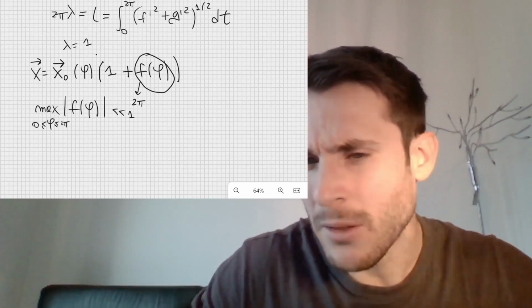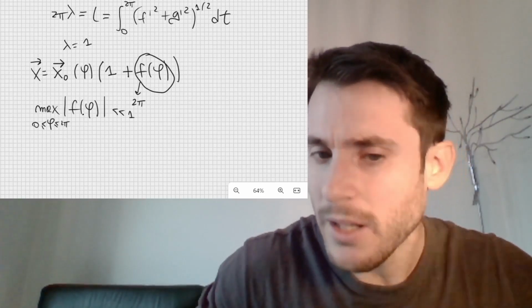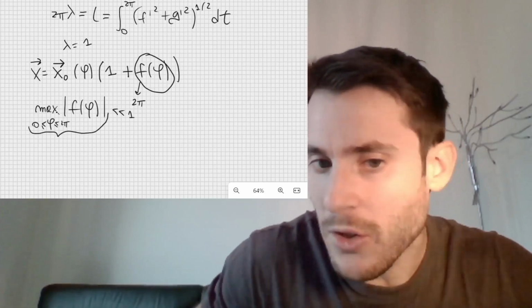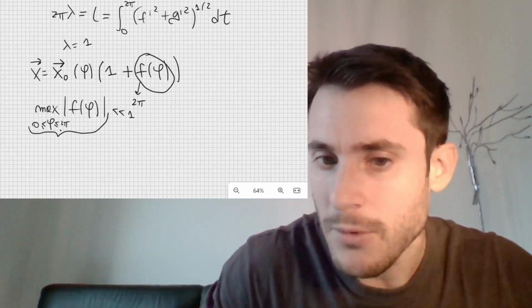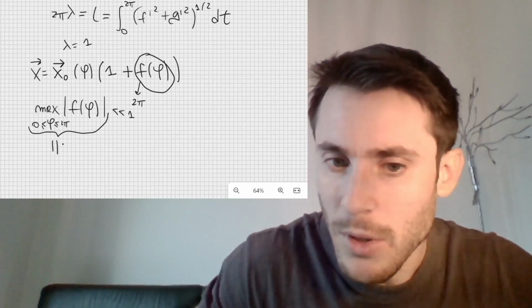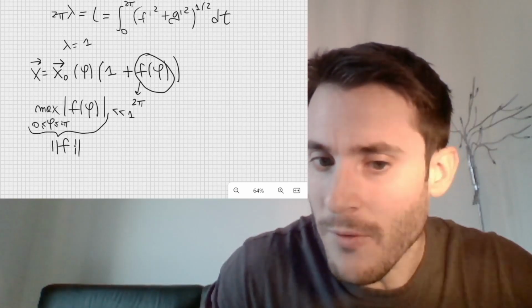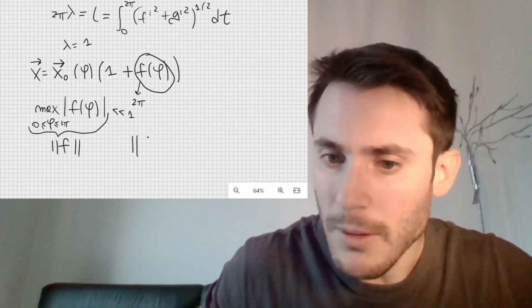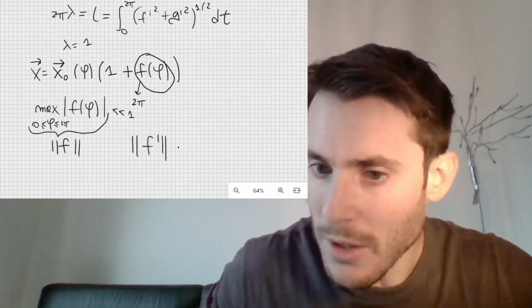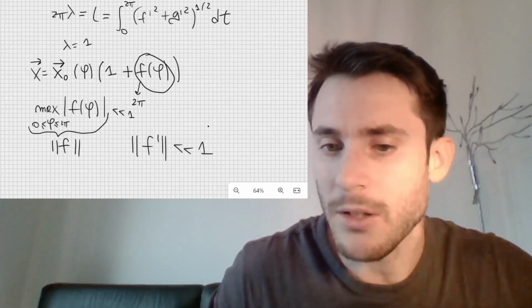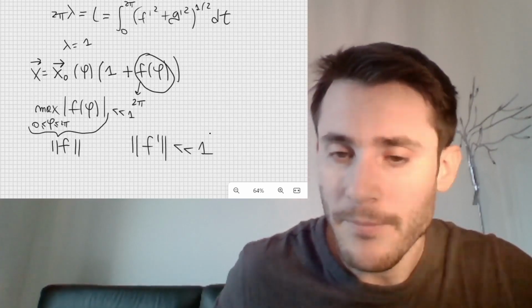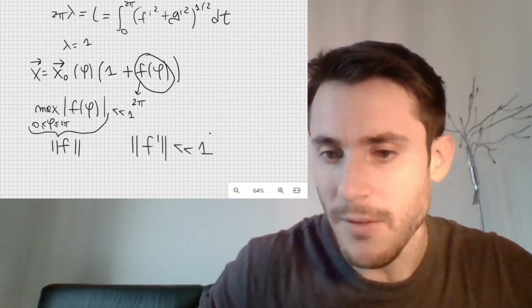I'm not going to get into all the details, but it's quite intuitive. And we are going to symbolically represent this function here, the maximum of f of phi, so this value, like this, with two straight bars. So let's say maximum of f, like this, and also f prime with these two straight bars should be much smaller than 1. So it means that the maximum of f prime should be much smaller than 1, the maximum of the absolute value of f prime.